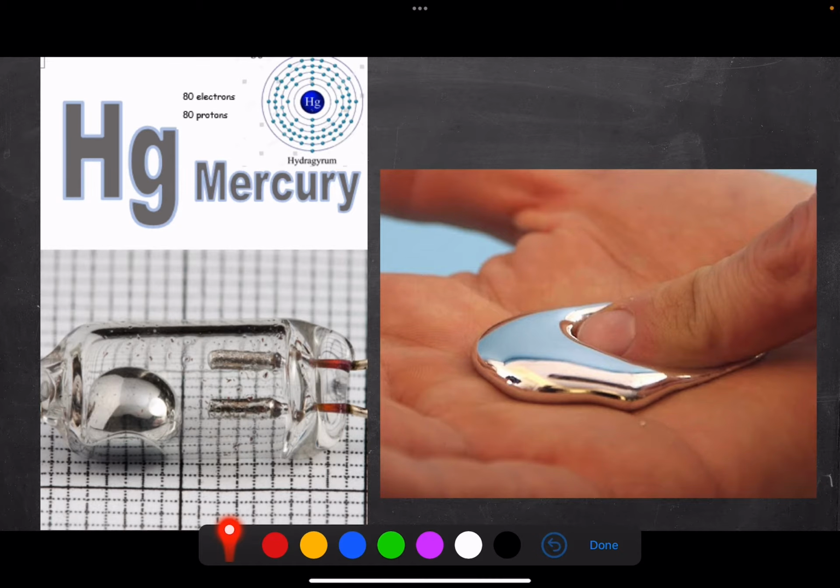Then we have mercury. Mercury is the exception because most metals are solids, where mercury is a liquid at room temperature. Yeah, there's always that one that has to be different. So that's mercury. As you can see here, there's a better picture of what mercury would look like if you had to put your finger in it.